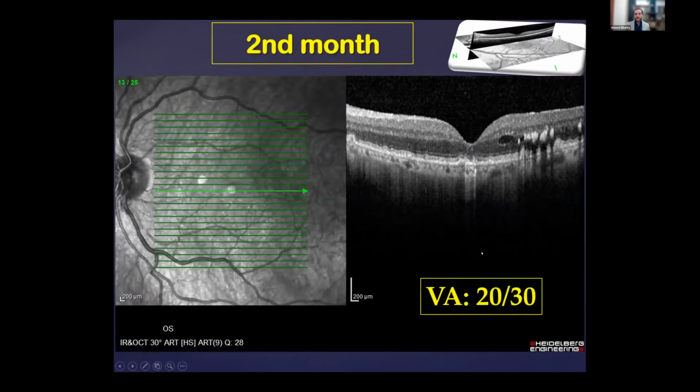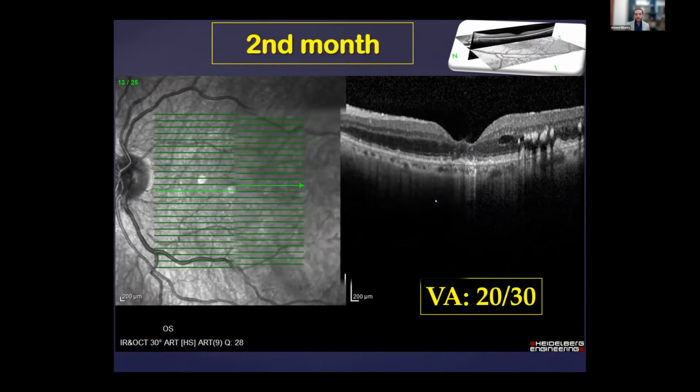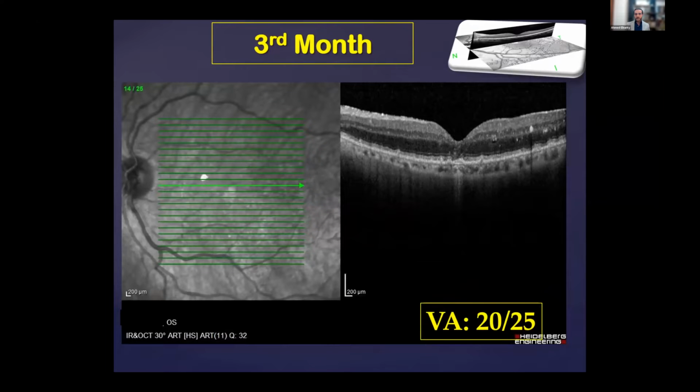In the second month, the vision improved to 20/30 and the edema also improved. And you can see here the edema is not there or is improving. The third month was a very good result, and we returned to the baseline visual acuity of 20/25, and the patient was happy.